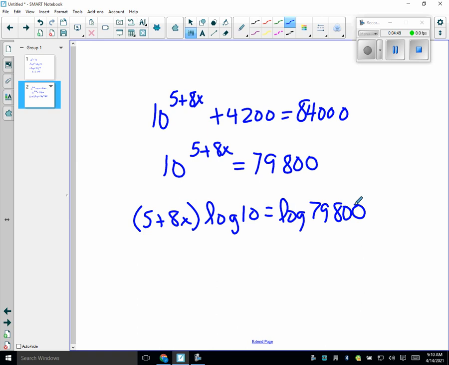Anybody know what log of 10 is? 1. So this is just 1. So I don't have to worry about it, do I? So do I have 5 plus 8x equals log of 79,800? How would I solve for x? Get a number, and then what would you do with this number? Subtract 5, and then divide by 8? You all agree with that? How many decimal points? Now we're going to do them all to 4.